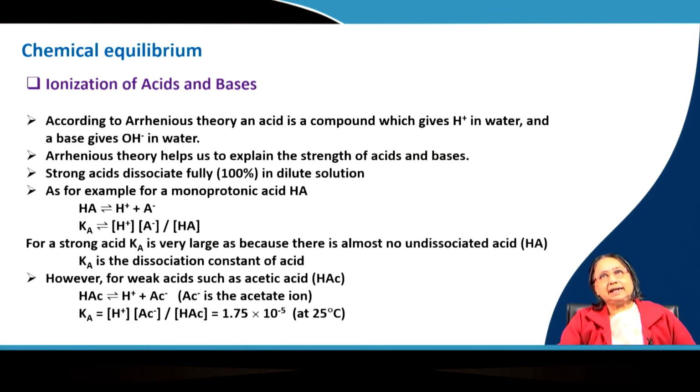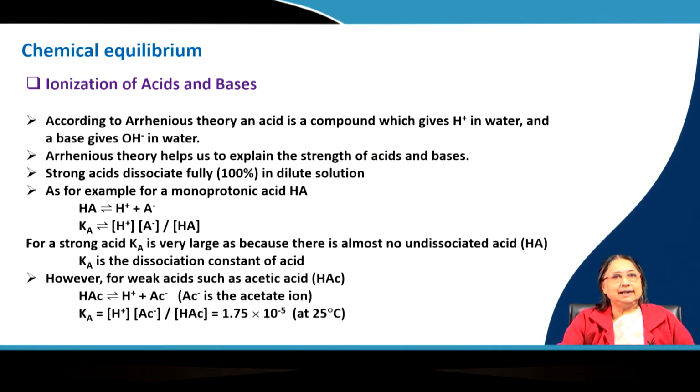Ionization of acids and bases we have already seen in the acid base chapter. We all know that according to Arrhenius theory, an acid is a compound which gives H plus ion in water, and a base gives OH minus ion in water. So, Arrhenius theory helps us to explain the strength of acids and bases.